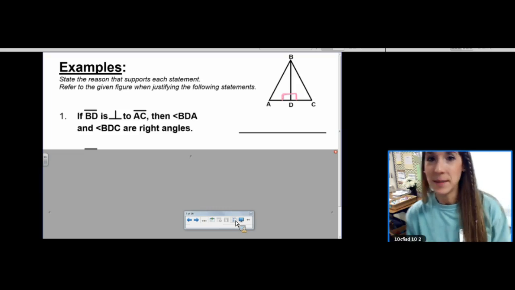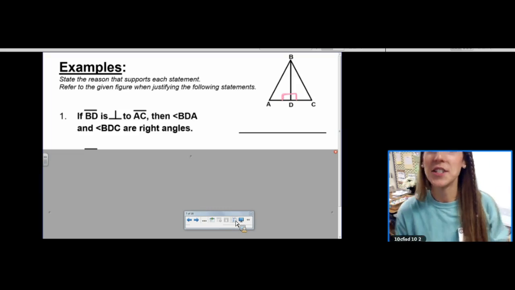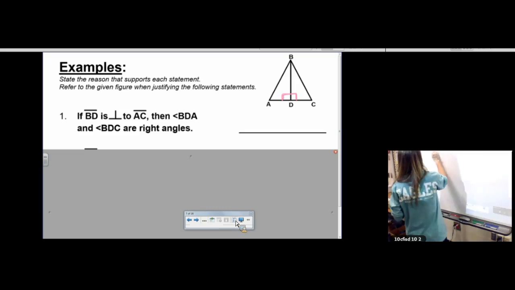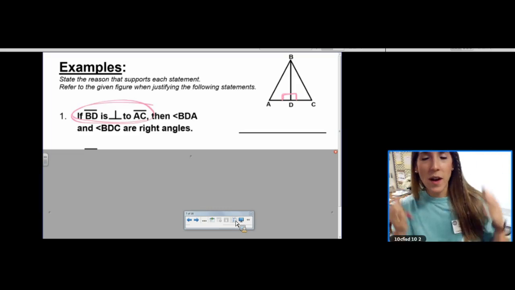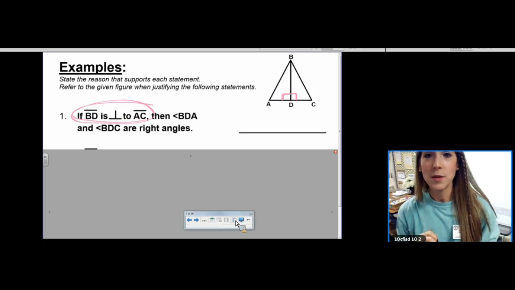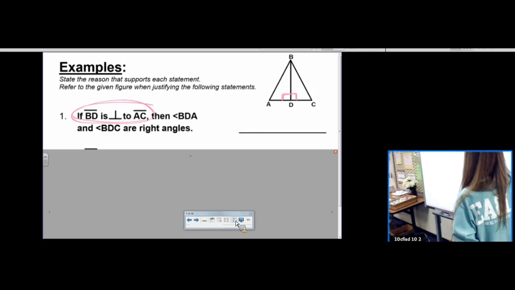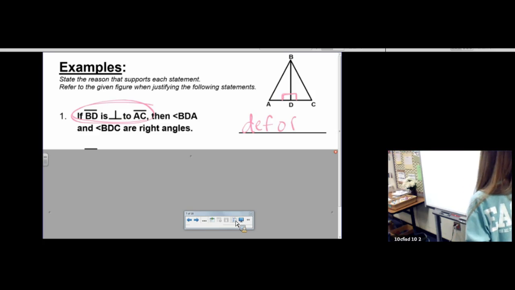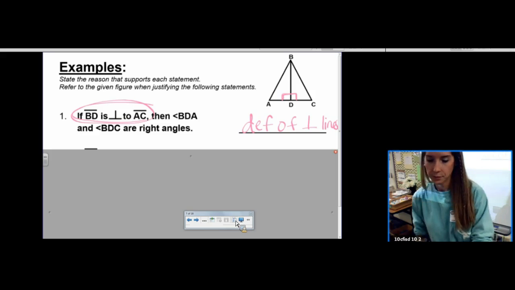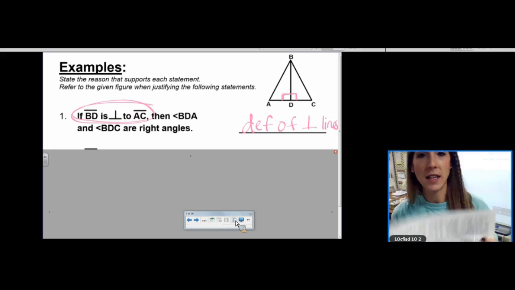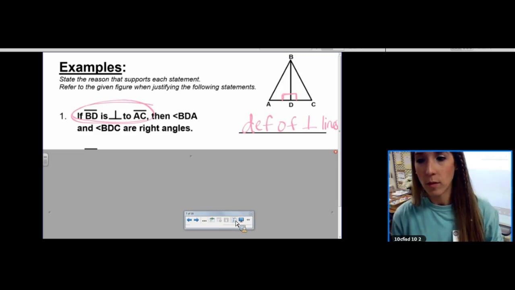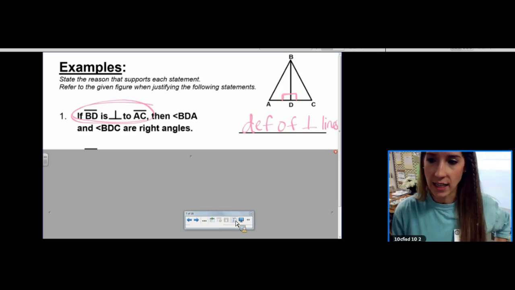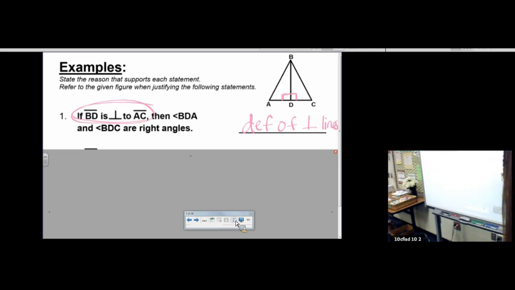A lot of times, like 90% of the time, the answer is in the given. If BD is perpendicular to AC, what knowledge are we using to say that those are right angles? We are using the definition of perpendicular lines. If you look at your sheet and you look at perpendicular lines, the definition is two lines that intersect to form right angles. Intersect at 90 degrees. Okay? So that's the answer to number 1.